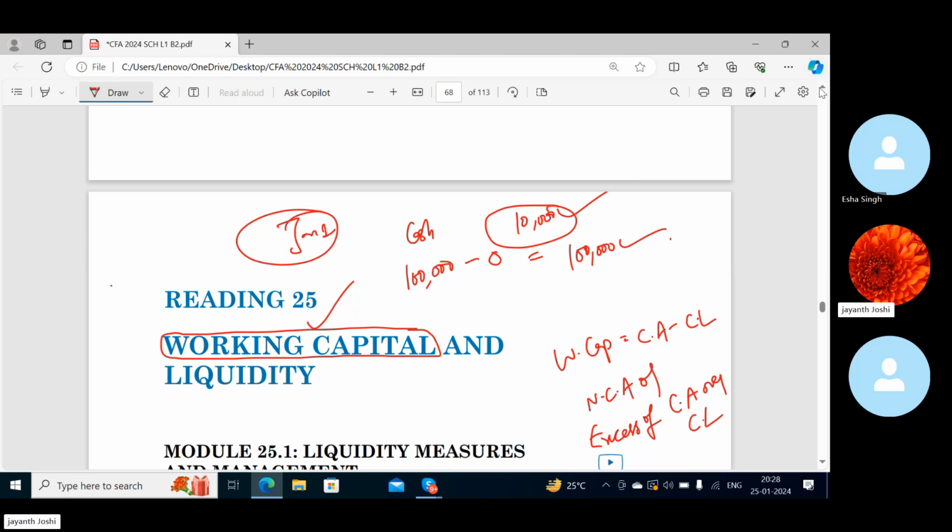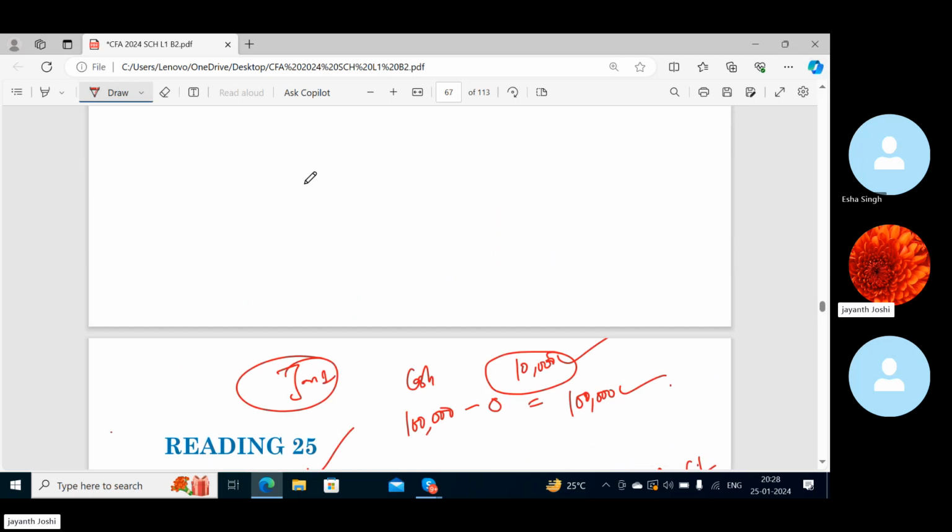Small example, a company has long-term goals and short-term goals. To fulfill long-term goals, it requires long-term capital. To fulfill short-term goals, it requires short-term capital. Short-term capital is working capital, or the capital which is utilized for fulfilling the financial needs of the business or to run the operations of the business smoothly is working capital. I have already given the example.